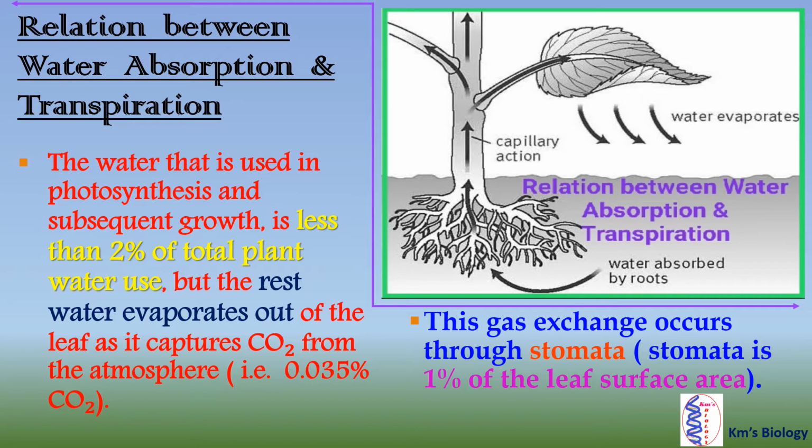Water absorption and transpiration are interrelated biological process. The water that is used in photosynthesis and subsequent growth is less than 2% of total plant water use, but the rest water evaporates out of the leaf as it captures carbon dioxide from the atmosphere.